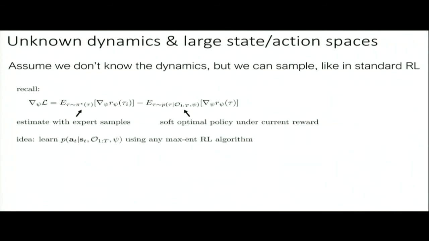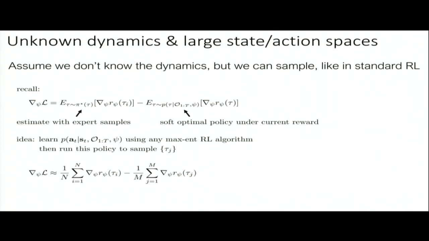So the idea is to learn P of A given S comma O comma psi, which, as you recall from last week, is the form of the soft optimal policy, using any maxent RL algorithm, using any forward algorithm, which can also be a model-free algorithm. And then run this policy to sample trajectories from the model.